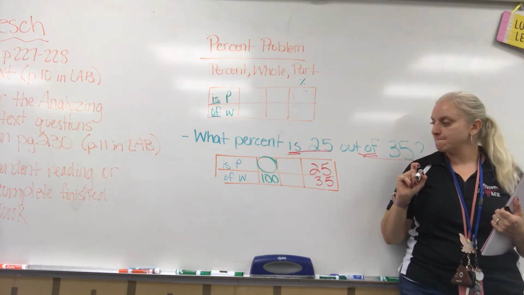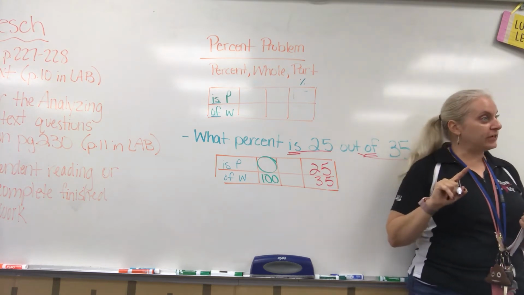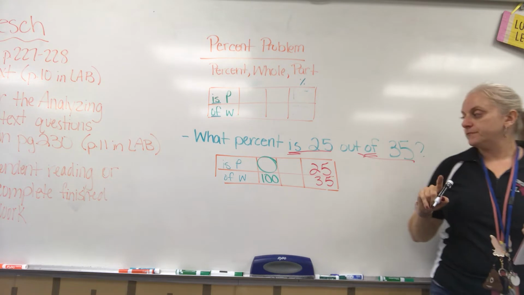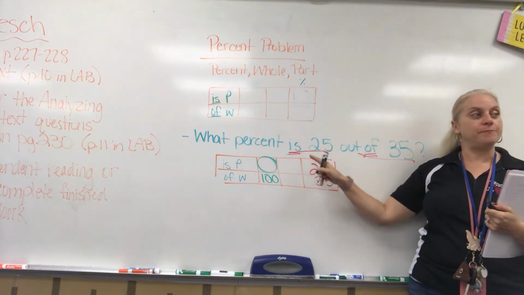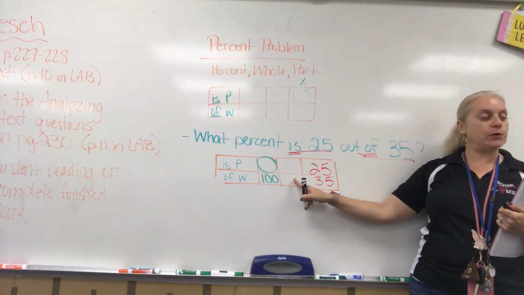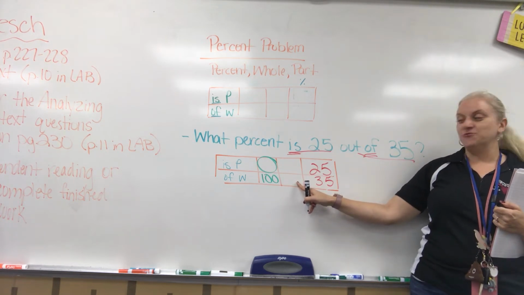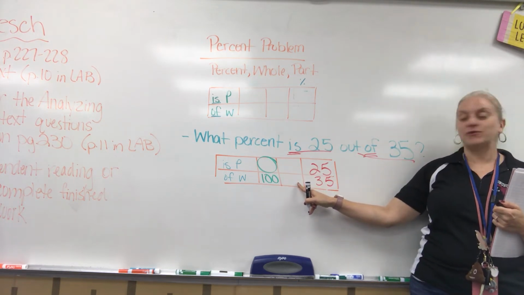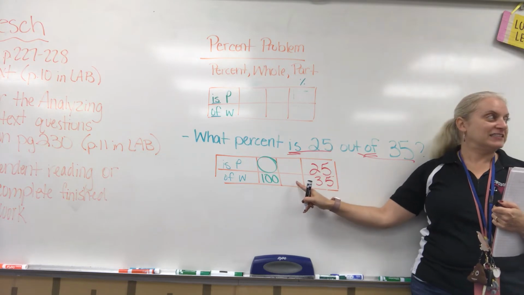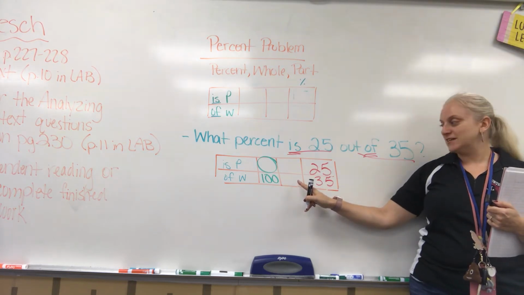5. So 5 sounds good. Let me remind you that whatever I do to the bottom, I do to the top. So if I make this 5, what do I have to do to get there? Divide by 7. Do you want to do 27 divided by 7? Or 25 divided by 7? No, that's not going to be good.